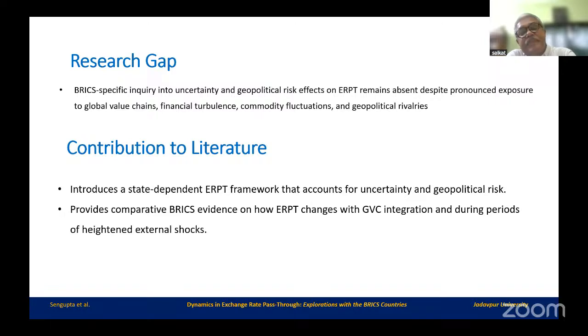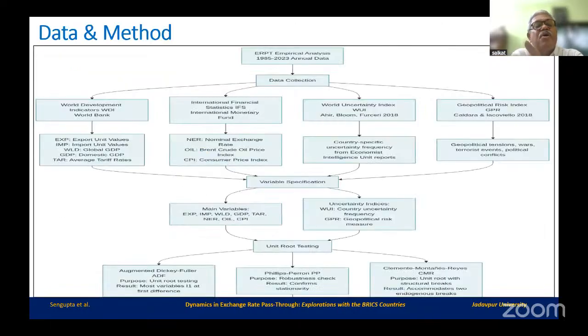Now, what is the contribution of this paper to the literature? It introduces a state-dependent ERPT framework that accounts for uncertainty and global shocks, and provides comparative evidence across BRICS economies on how ERPT changes with GVC integration and during periods of heightened external shocks. So while we do this, we first start with a normal baseline without the GVC for the individual BRICS economies, and then we go to the BRICS.